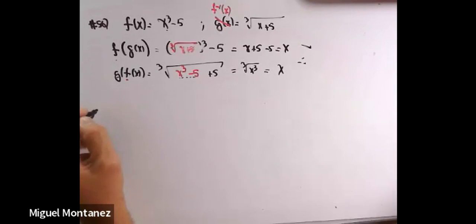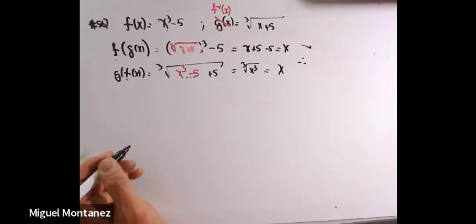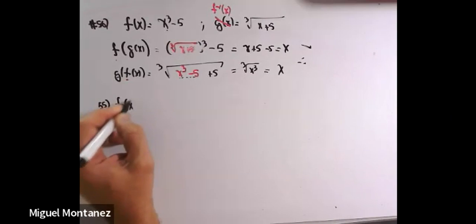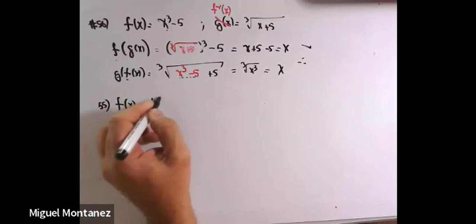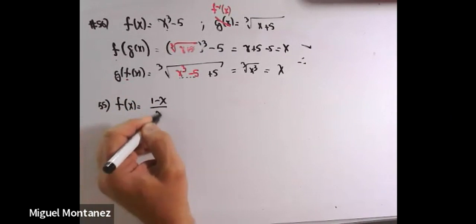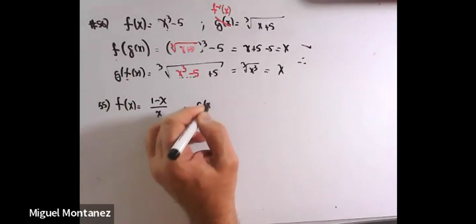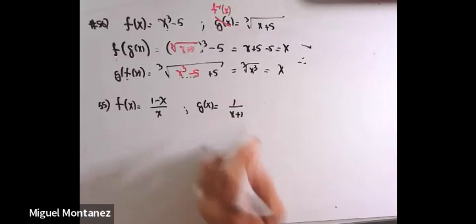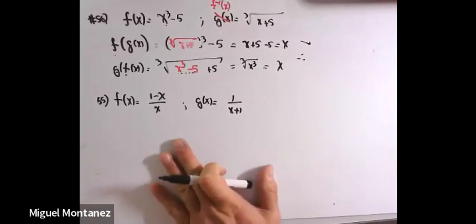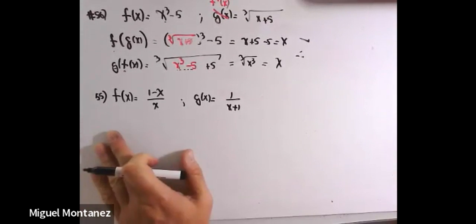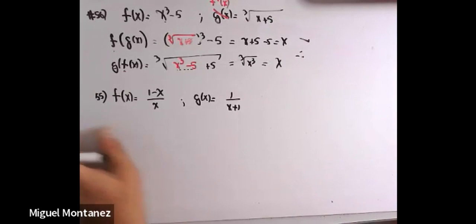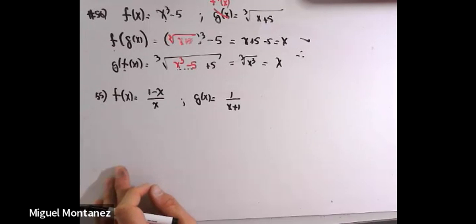Let's do another one. Which one was I going to do here? Let's try number 5. f of x equals 1 minus x over x, and the other one is 1 over x plus 1. Hopefully I have time and space here. Okay, so let's go ahead and try this one. Perhaps you're going to try it to see what you get, and we'll go from there.